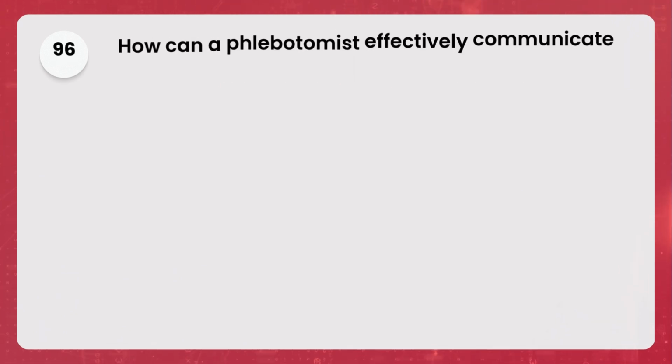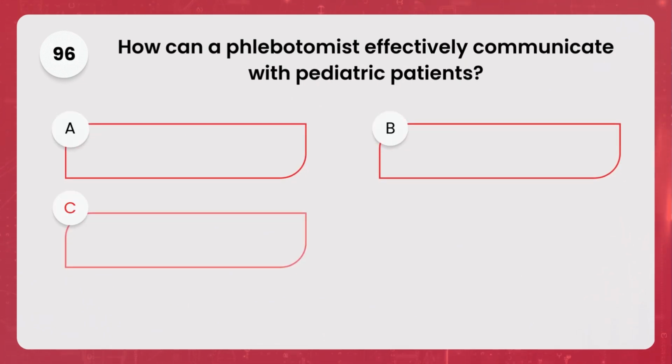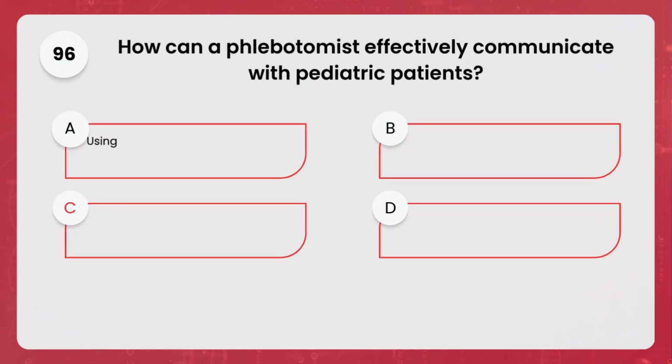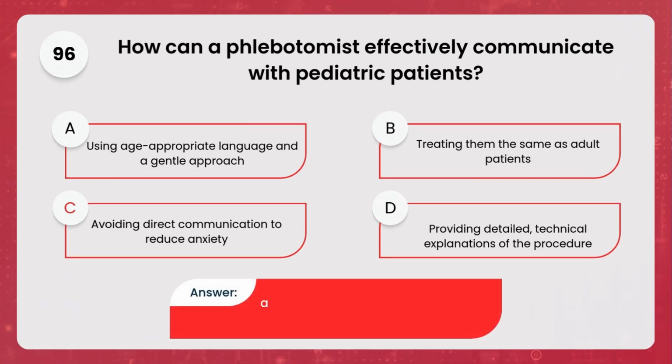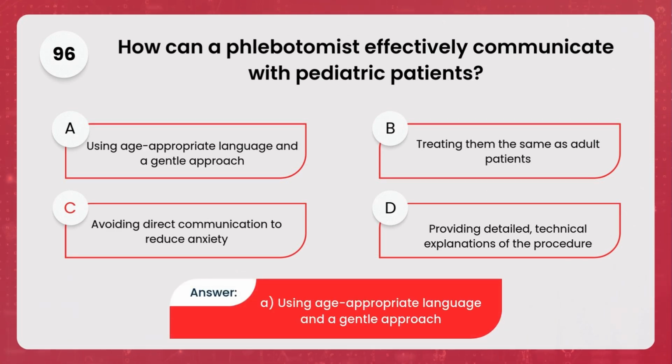Number 96. How can a phlebotomist effectively communicate with pediatric patients? A. Using age-appropriate language and a gentle approach. B. Treating them the same as adult patients. C. Avoiding direct communication to reduce anxiety. D. Providing detailed technical explanations of the procedure. The answer is A. Using age-appropriate language and a gentle approach.